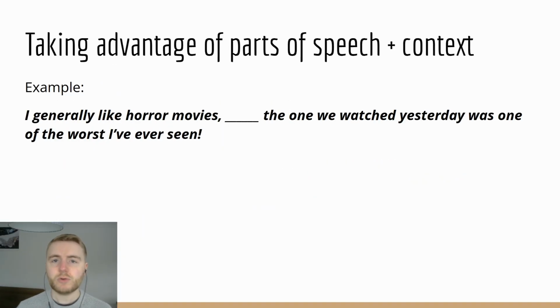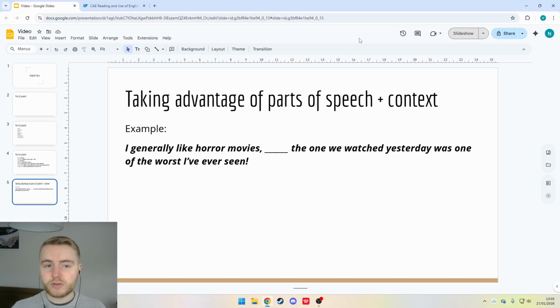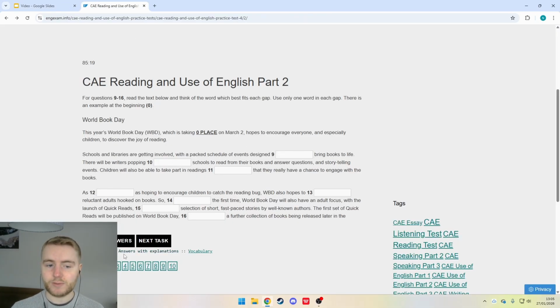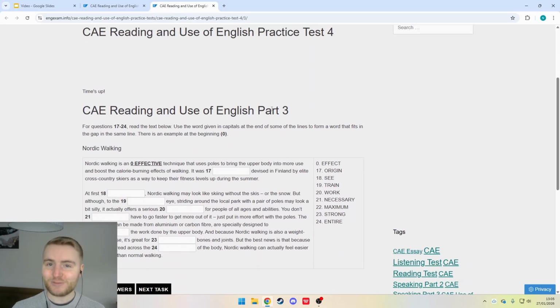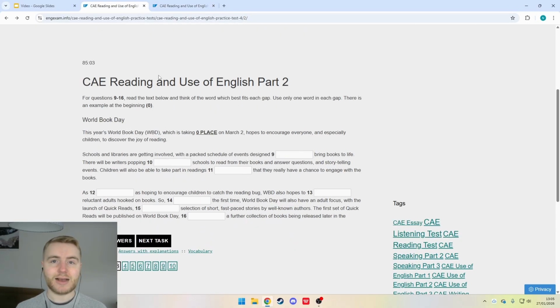Moving on then, we're going to talk about how we can take advantage of parts of speech and context when we're in the Use of English exam. Now, for Use of English Part 2, we need to be completing the gap in a sentence. You can see, here's an example here. But even for part 3, parts of speech will still be very relevant. So this can be useful for parts 2, 3, and sometimes it can even be useful for part 4, because in all of these activities, we are having to fill in the blank in a sentence.